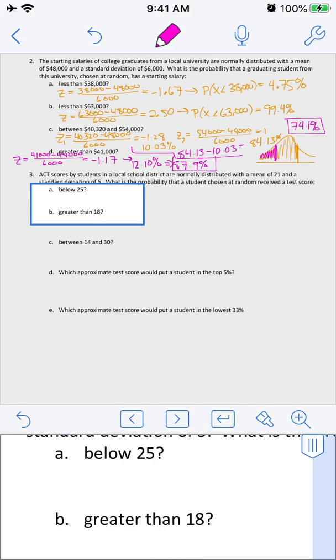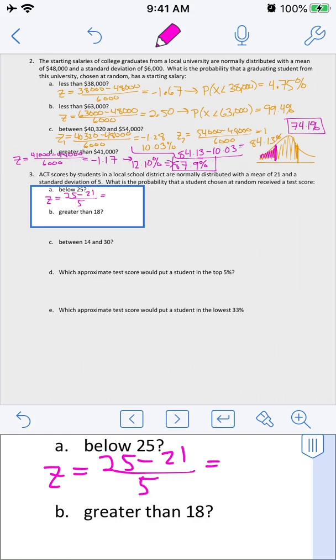Okay, hope you had a chance to pause the video and give it a shot. If you decided not to, that's up to you. Okay, so we have a z-score for 25. We take 25, minus the mean of 21, over the standard deviation of 5. We get 4 over 5, 0.8. Okay, so we get 0.8.